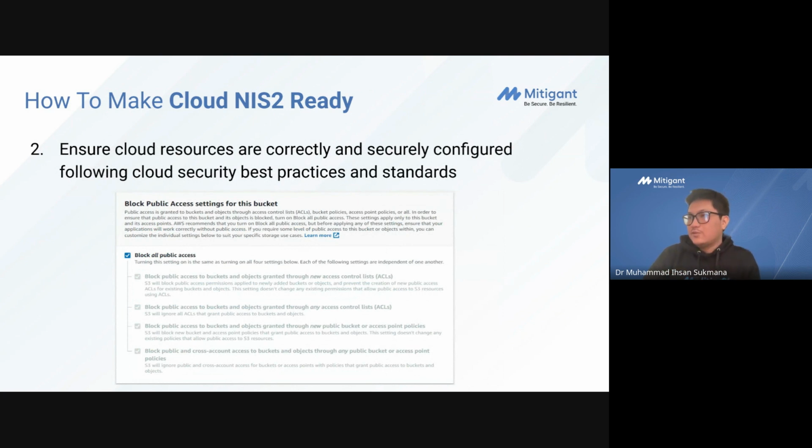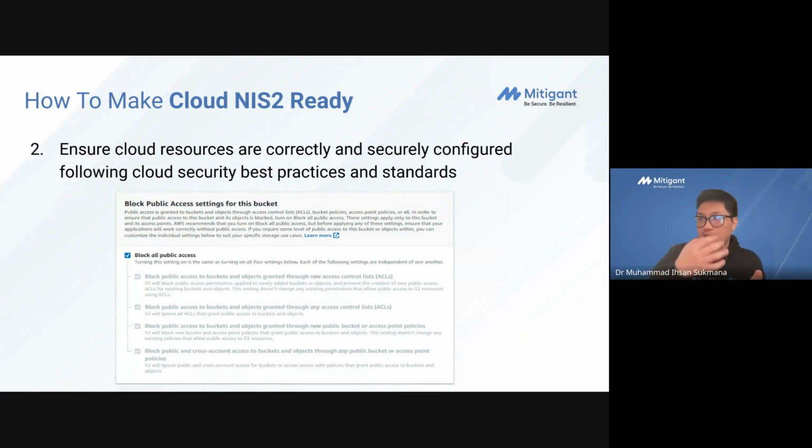So obviously the second thing is to ensure your cloud resources are correctly and securely configured based on cloud security best practices and standards. This is really interesting, because the default configuration of the cloud resources is not the secure configuration. You as the users, or cloud customers in this regard, have what is called a shared responsibility model with the cloud provider, meaning that you as the cloud customers have to ensure that all of your resources are correctly and securely configured. And how do you do so?